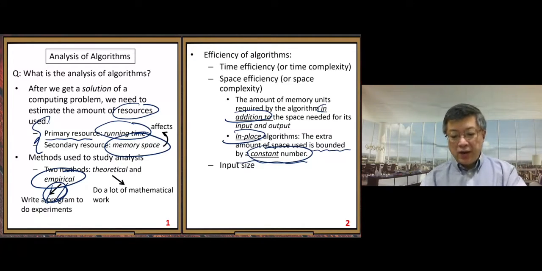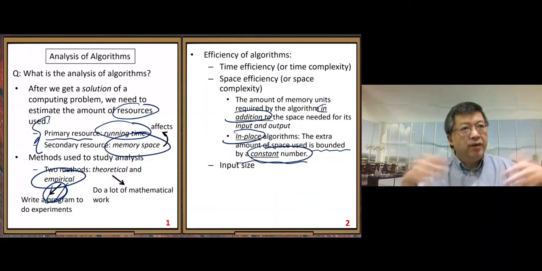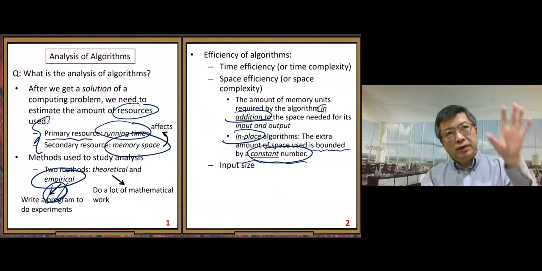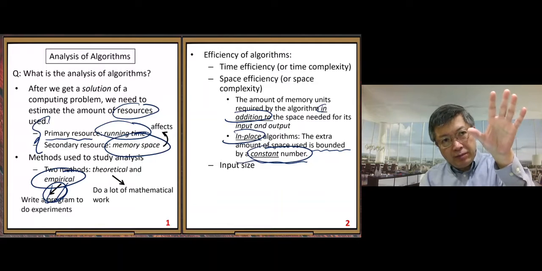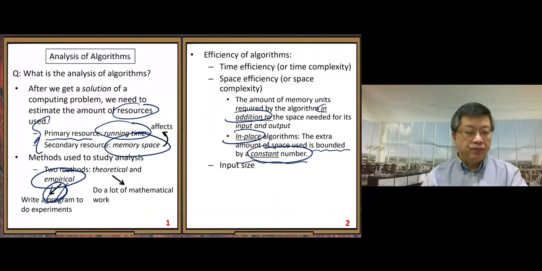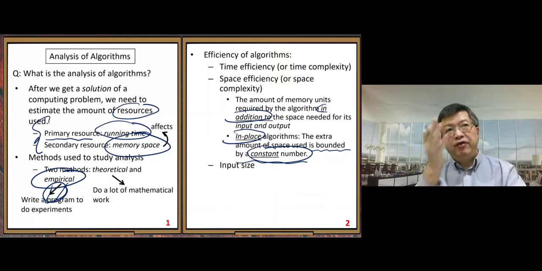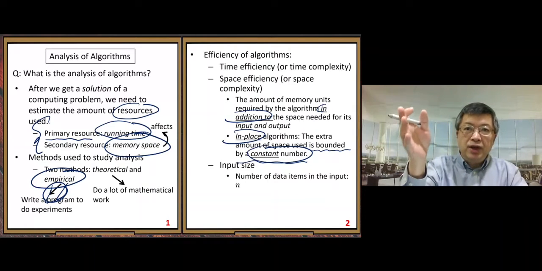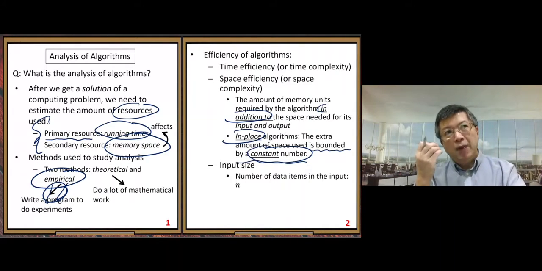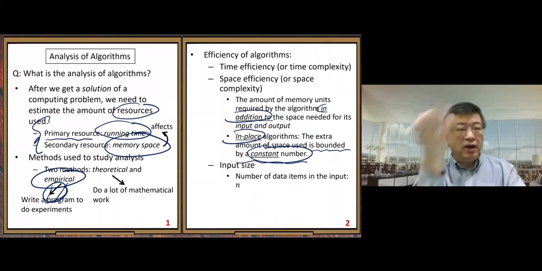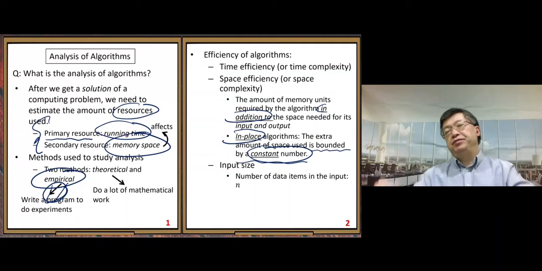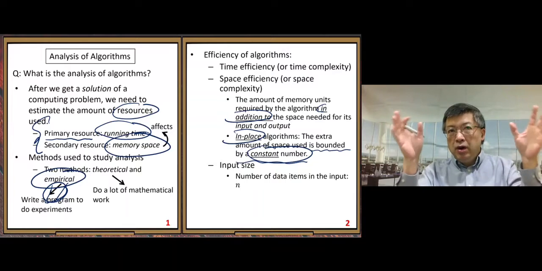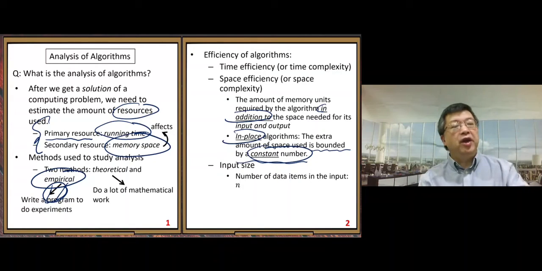Next, a related concept: input size. For the problem, your input data has a data size, right? So now let's look at the exact meaning of input size. There are two different meanings. The first one is pretty obvious: the number of data items in the input. Usually we consider an array, so the number of elements in an array is the input size. Most frequently we use this understanding for the input size.